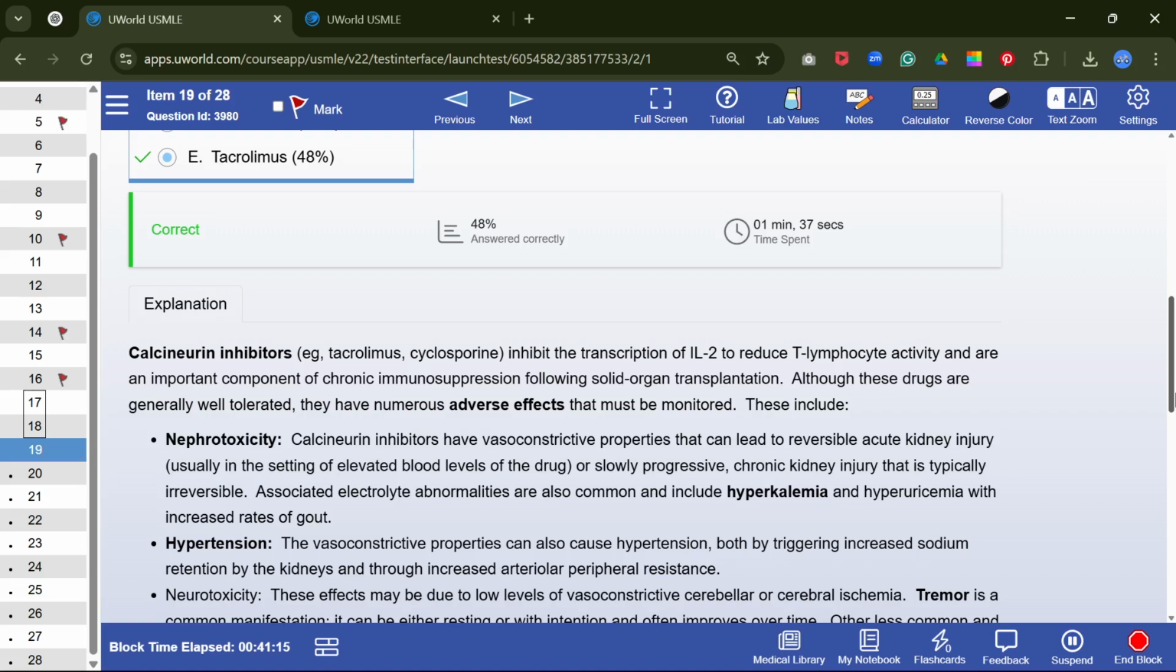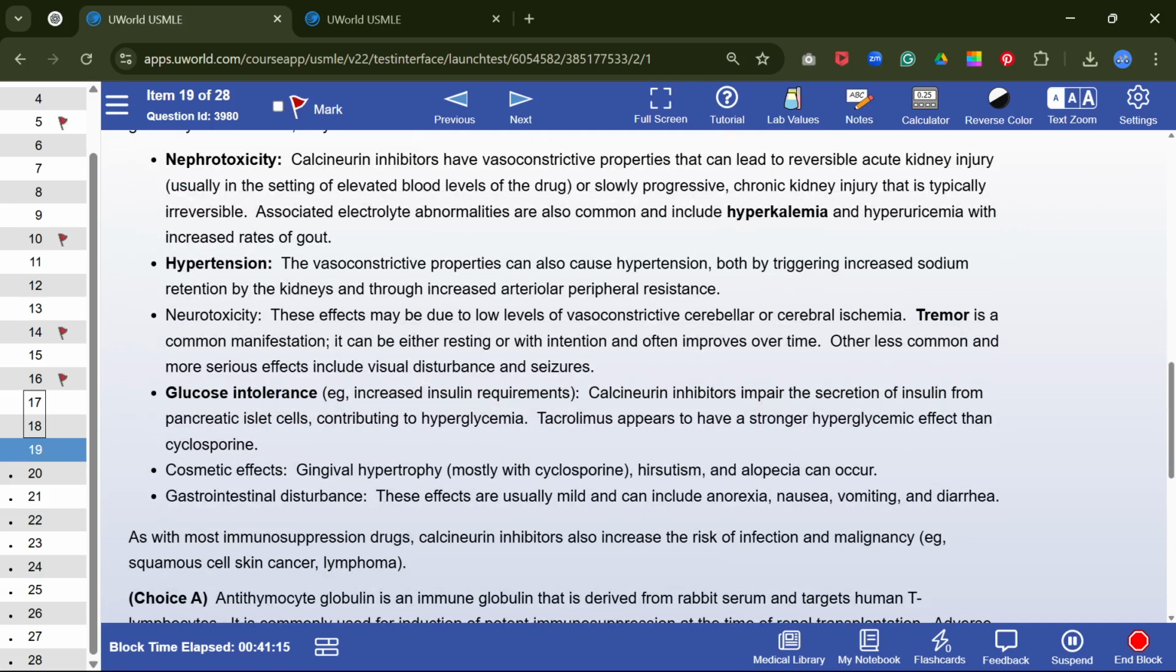Nephrotoxicity: calcineurin inhibitors have vasoconstrictive properties that can lead to reversible acute injury, usually in the setting of elevated blood levels of the drug, or slowly progressive CKD that is typically irreversible. Associated electrolyte abnormalities are also common, including hyperkalemia and hyperuricemia with an increased rate of gout.